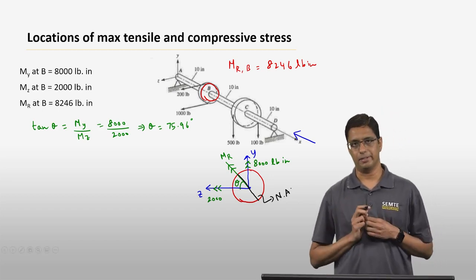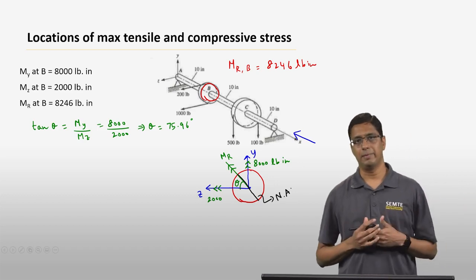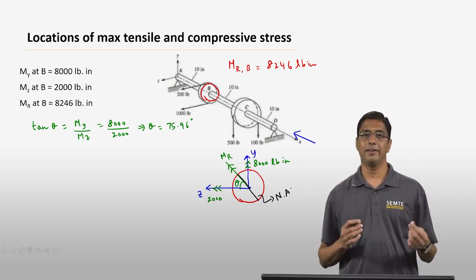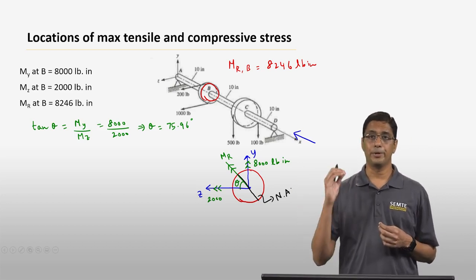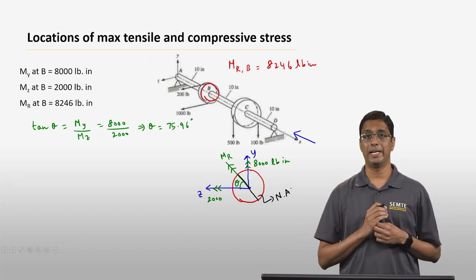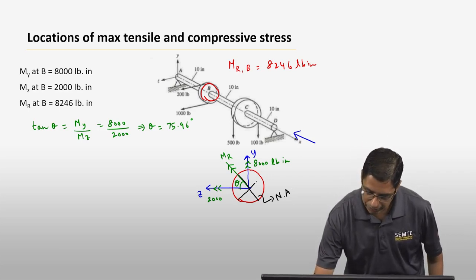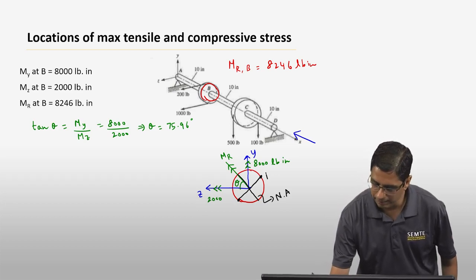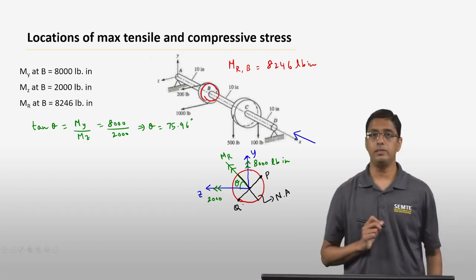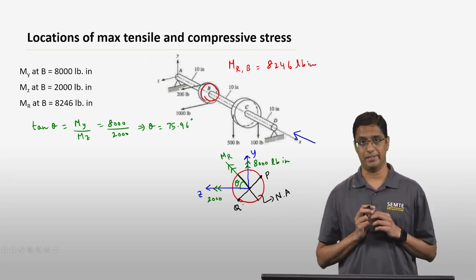So NA is neutral axis. Okay. So now you know, from what you learned in solid mechanics, that the points that are farthest away from the neutral axis are going to have the maximum bending stress. So what you do is you draw a perpendicular to the neutral axis, and these two points here, let me call them, say, P and Q. Those two points are going to have the maximum bending stress.